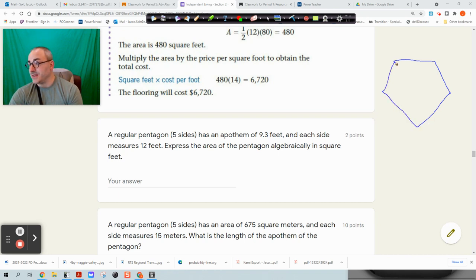This is going to have 5. It looks like a Superman symbol, right? A pentagon has 5 sides: 1, 2, 3, 4, 5. This one doesn't look like a very regular pentagon, but I'm going to go with it. All right, it has 5 sides, right?